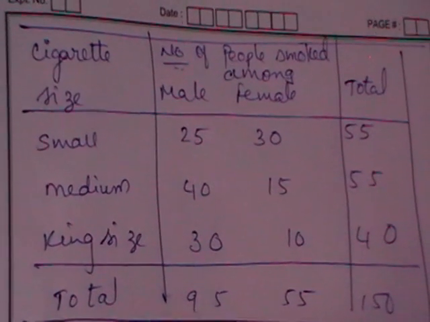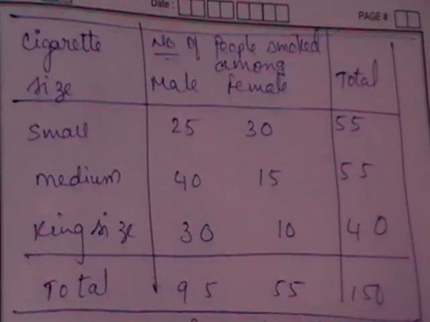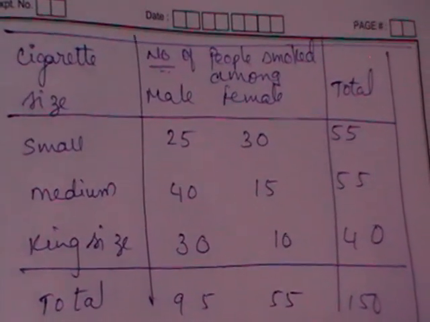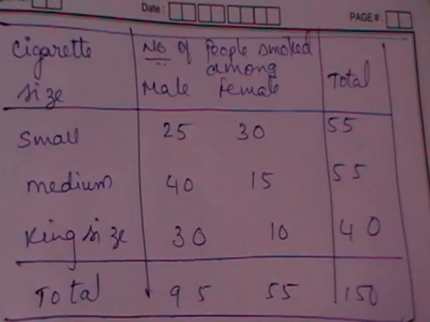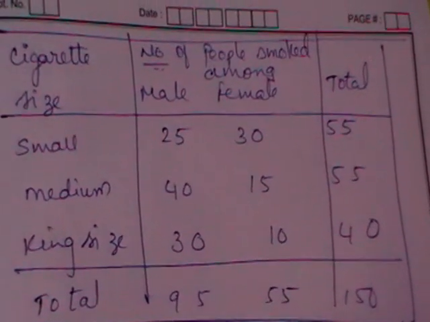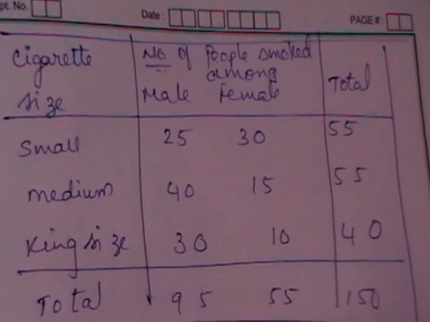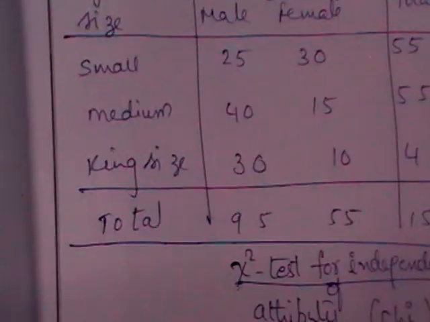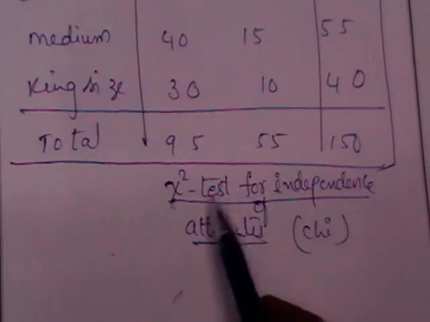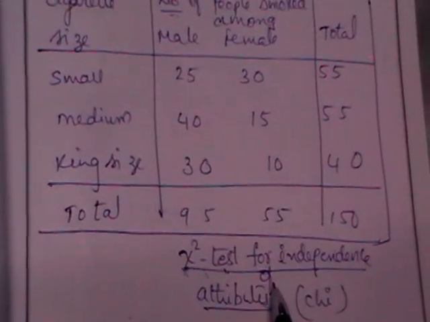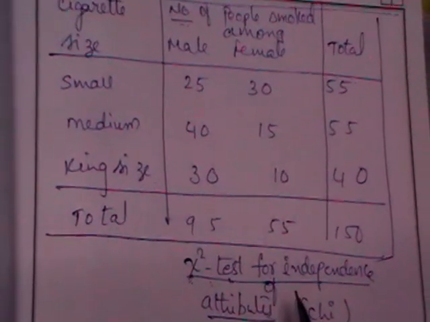In previous classes we have discussed the measures of association between the attributes. So we have discussed Yule's coefficient of association and a proportion method. Now we are going to discuss the chi-square test. This is pronounced as chi. We call this the chi-square test. The purpose of this test is for testing whether the given attributes are independent or not.